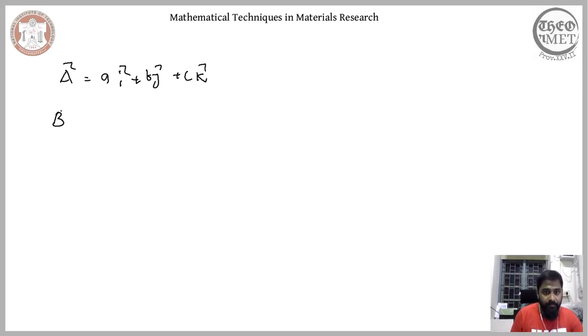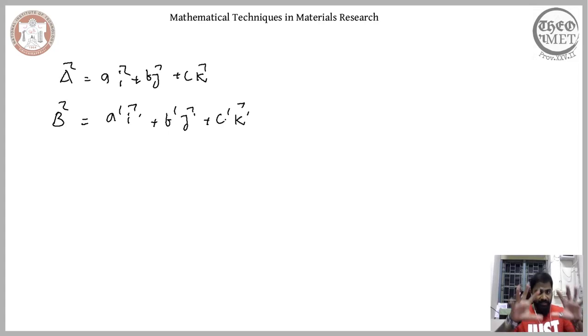My B vector, I can write it as A prime I prime, B prime J prime and C prime K prime. So having graphically represented my A vector and B vector and their corresponding spaces, now we are writing it down. My A vector belongs to I, J, K space, so I'm writing it as AI, BJ and CK. My B vector belongs to I prime, J prime and K prime, so I'm writing it as A prime I prime, B prime J prime and C prime K prime.